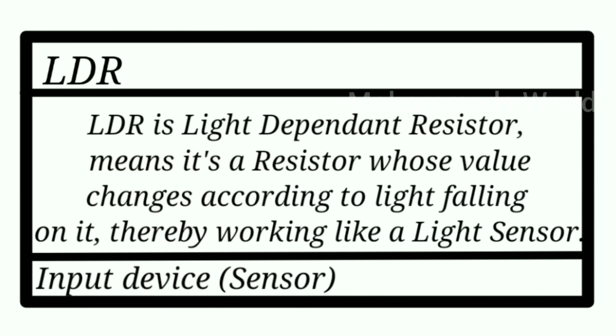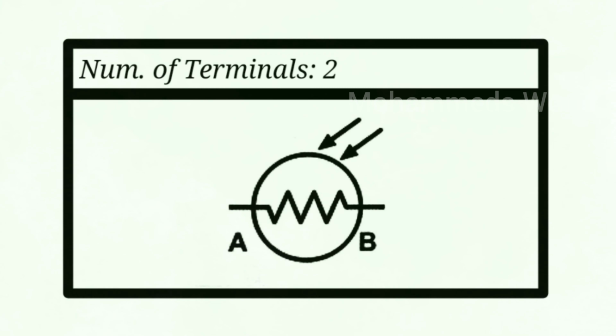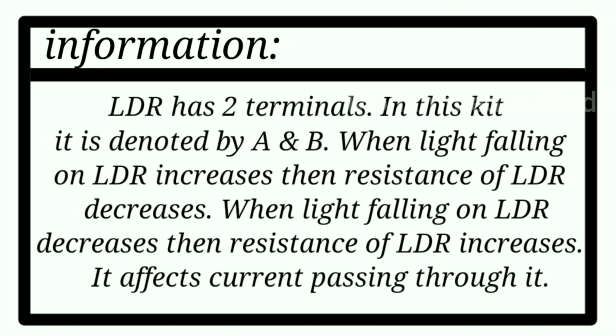LDR. LDR is a light dependent resistor. It means it is a resistor whose value changes according to the light falling on it, thereby working like a light sensor. Input device and sensor. LDR has two terminals. Information. LDR has two terminals in this kit. They are denoted by A and B. When light falling on the LDR increases, the resistance of the LDR decreases. When light falling on the LDR decreases, the resistance of the LDR increases. It affects the current passing through it.